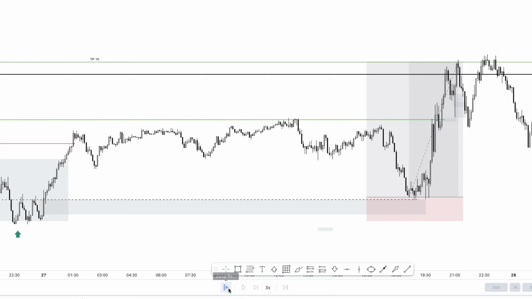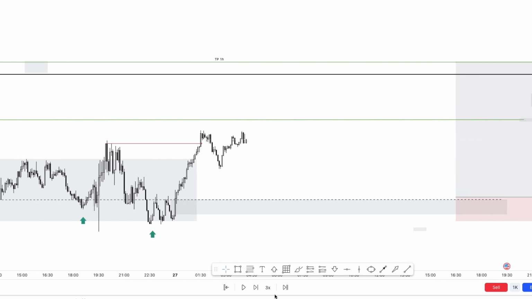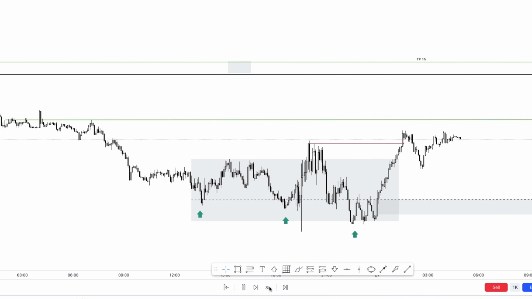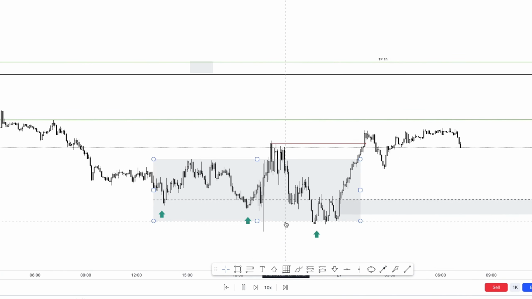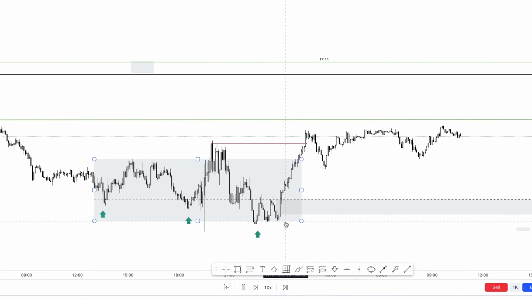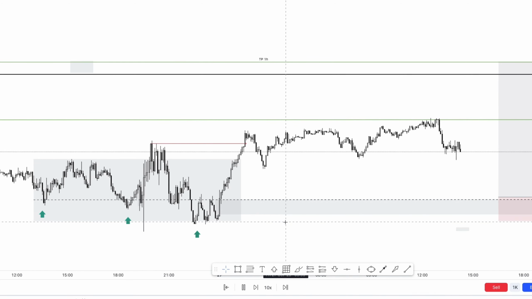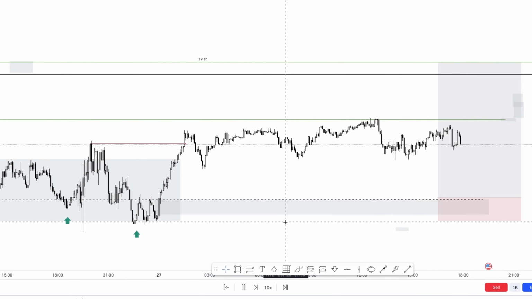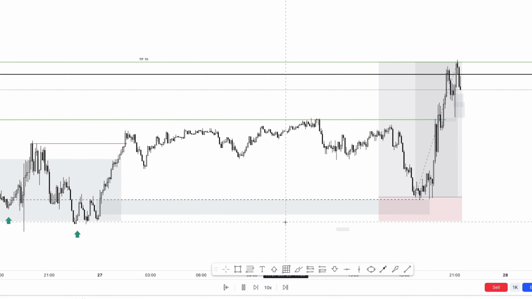So while I was sleeping, sorry about that, it went down, and it tapped into my area here. So if we watch the market, price is moving. This was all while I was asleep. And then when I woke up this morning, price came down, tapped into my trade, my market limit, and boom, goes straight to my TP.